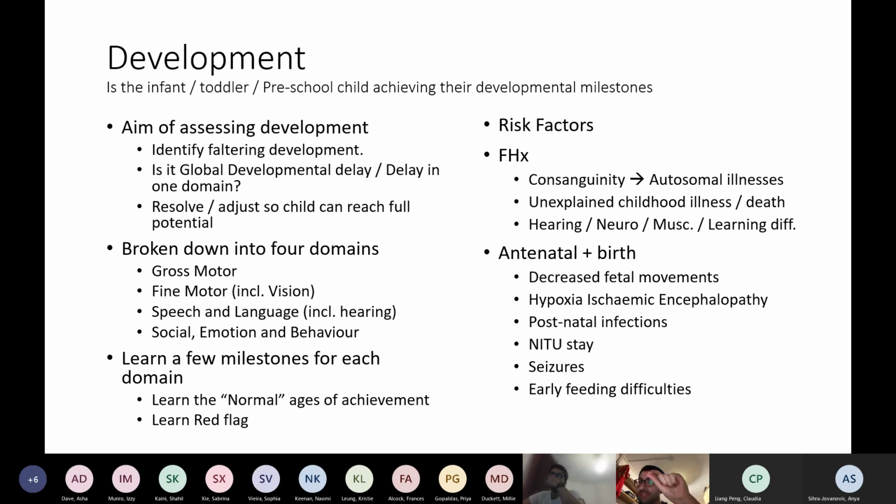Fine motor is like pincer grip, clenching their fists and holding things, and it also includes vision. Speech and language is self-explanatory. And social emotional behavior is how do they behave with children? Do they interact with adults? Do they get emotionally upset? These sort of things, which obviously develop depending on the age they are, but sometimes some children can have low levels of development, especially in that domain, which we will talk about later.